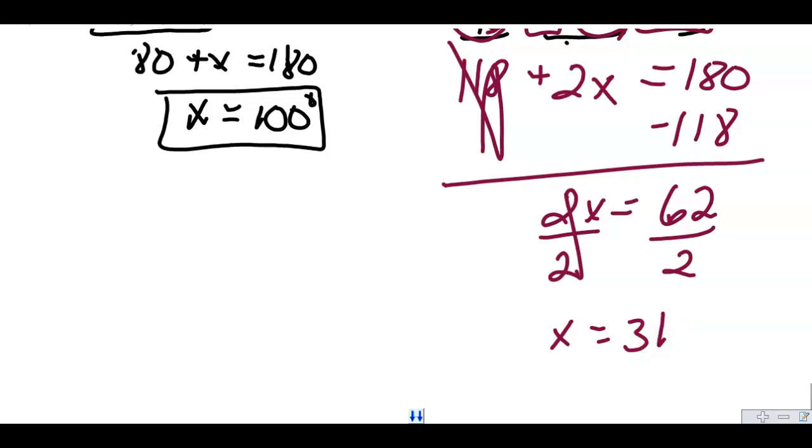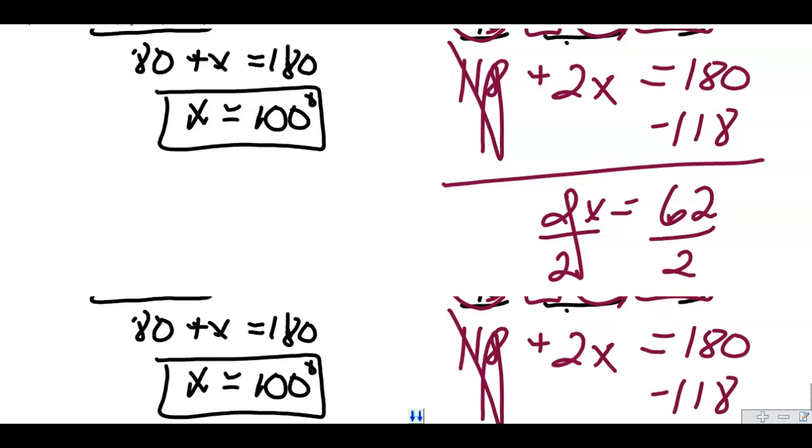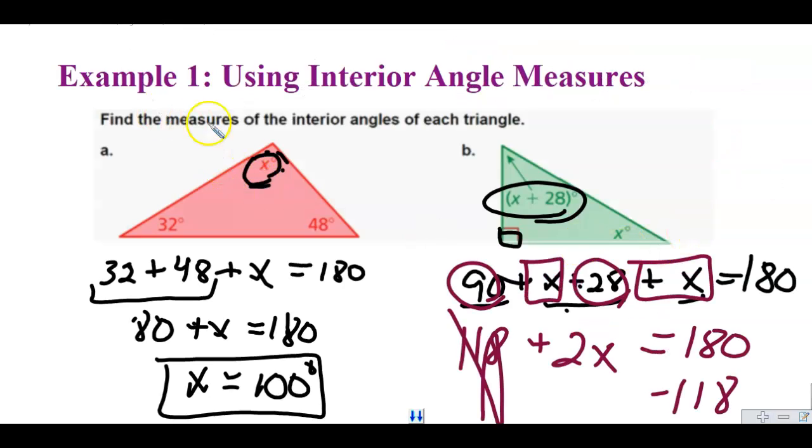Coming back up here, if x is equal to 31, what is the measure of each interior angle? Well, if x is equal to 31, then this one is 31 degrees. But what about the x plus 28? You would simply take 31 plus 28, just as it says, x plus 28, and you would get this angle to be equal to 59.